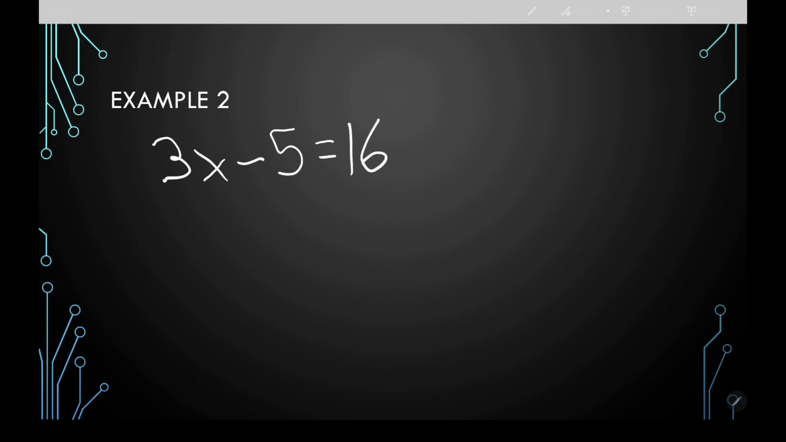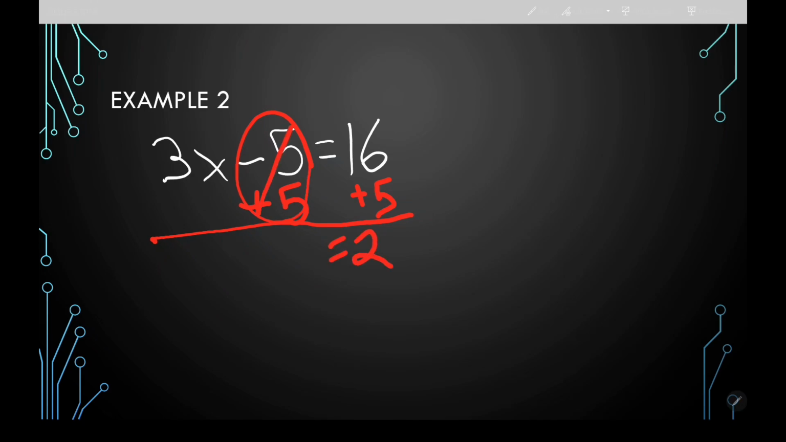Example 2. 3 times x minus 5 equals 16. Our variable x is being multiplied by 3, and then we're going to subtract the 5 from it, and that gives us 16. So the first thing we're going to do is go ahead and get rid of the minus 5 by a plus 5.